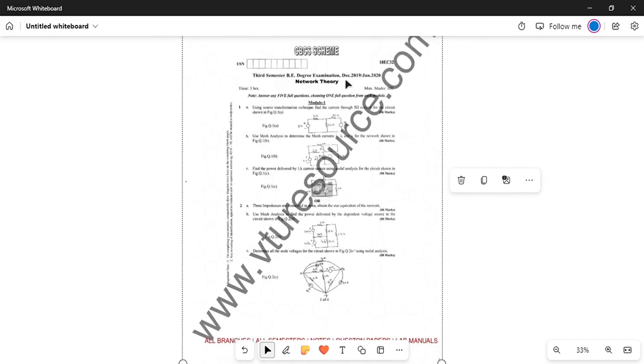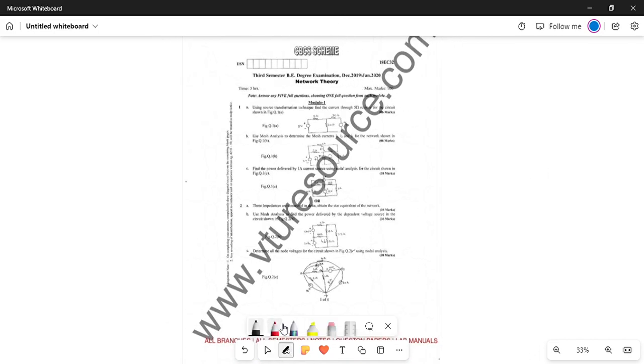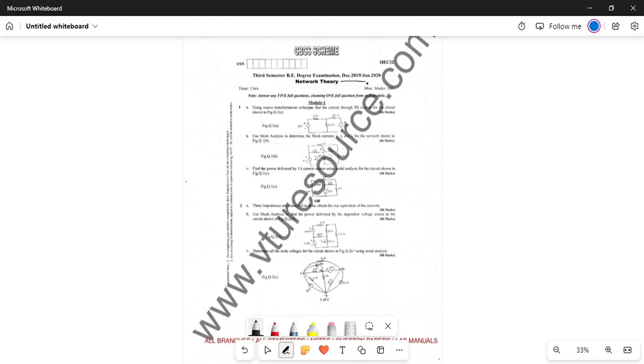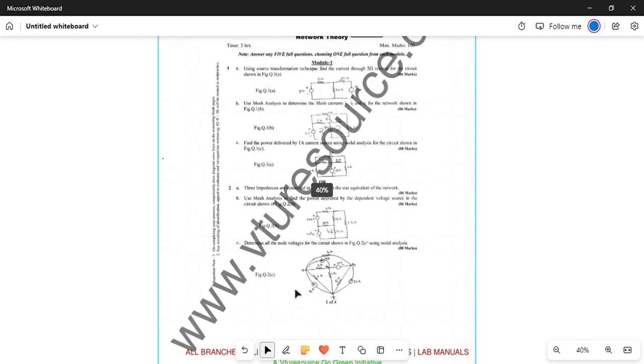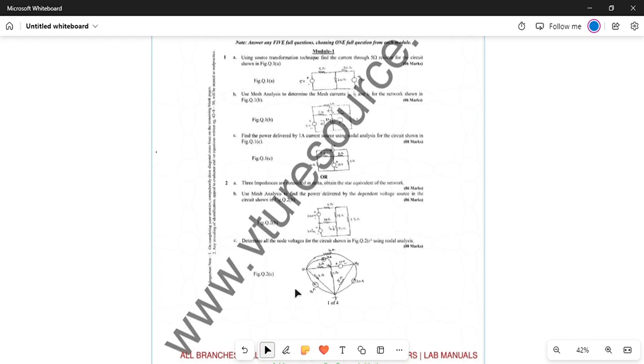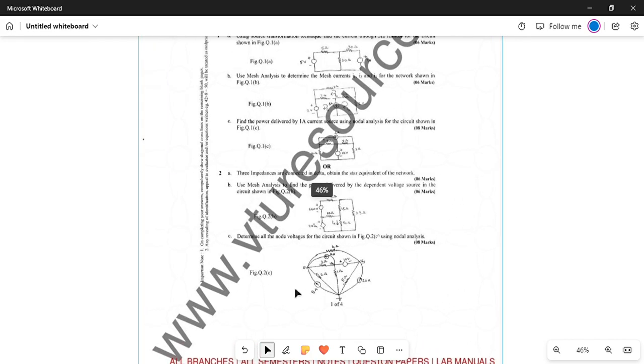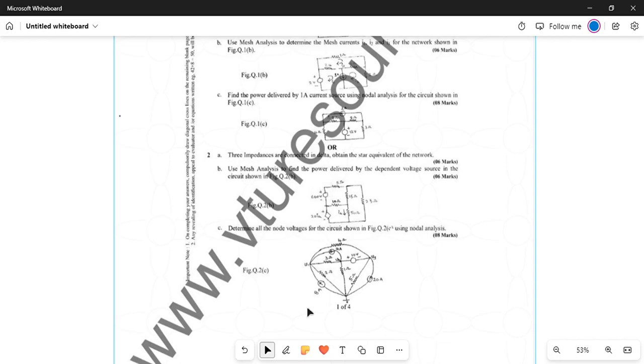This question paper is from December 2019 and January 2020. This is 18EC32. I have already told you before that you are supposed to follow the 17EC35 question paper as well as the 18EC32 question paper. Why? Because you don't have a separate question paper for circuit and control, because circuit and control is the very first subject that has been introduced to you.